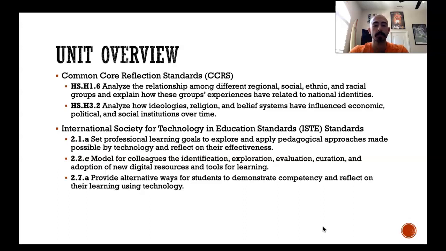And then my ISTE standards, I have three of them. 2.1a is set professional learning goals to explore and apply pedagogical approaches made possible by technology and reflect on their effectiveness. 2.2c, model for colleagues the identification, exploration, evaluation, curation, and adoption of new digital resources and tools for learning. And then 2.7a, provide alternative ways for students to demonstrate competency and reflect on their learning using technology.